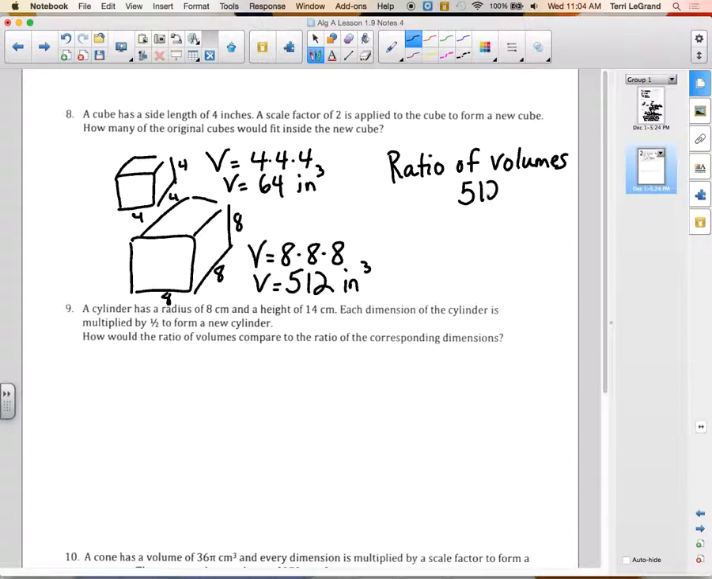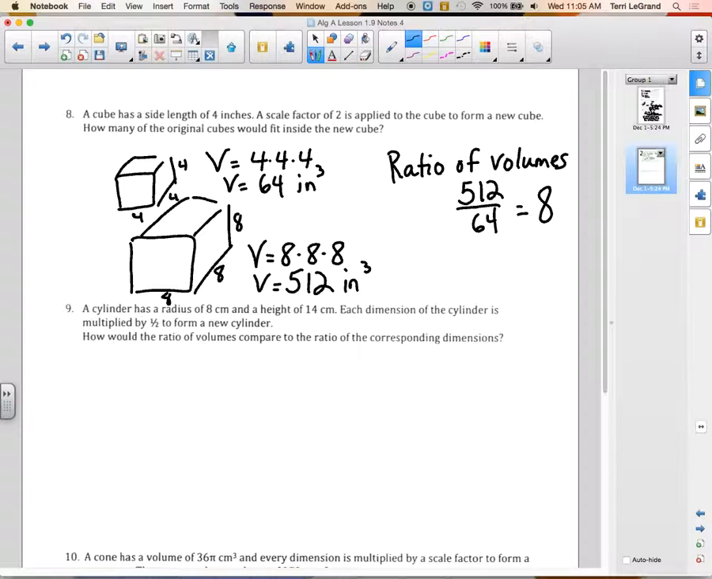This is the ratio of volumes that we're going to set up. New over old. Ratio of volumes, new over old. So what is 512 over 64? 8 inches cubed. The inches cubed cancel each other out. It's just an 8. It's a ratio of 8, okay? So we just have an 8. There's no label on that.